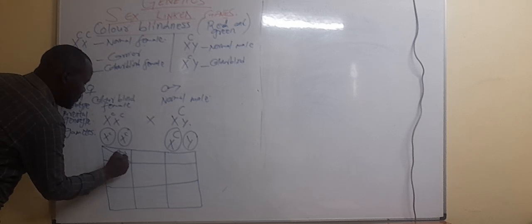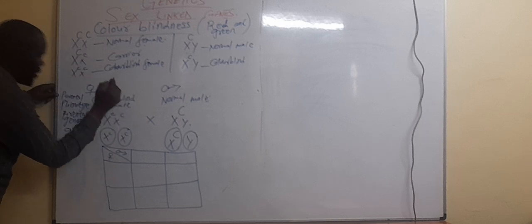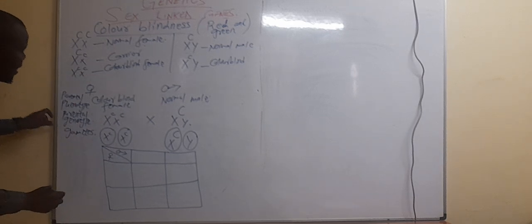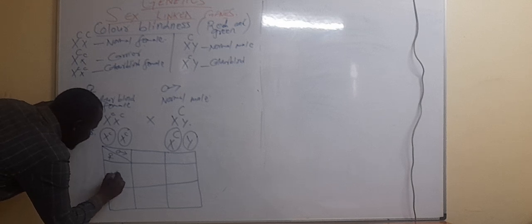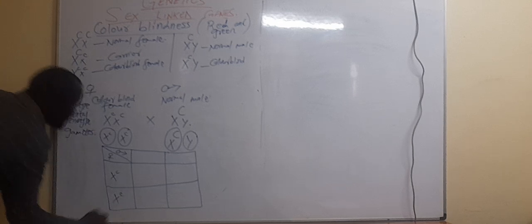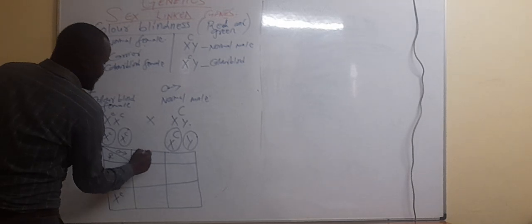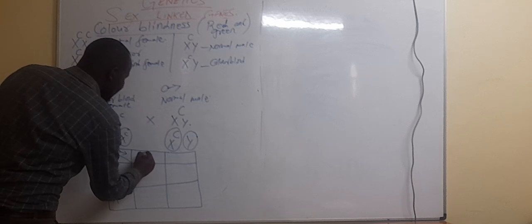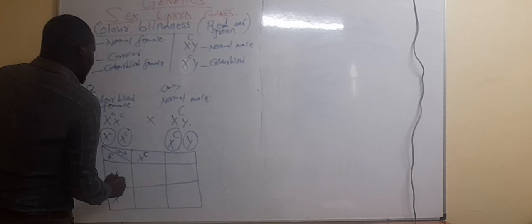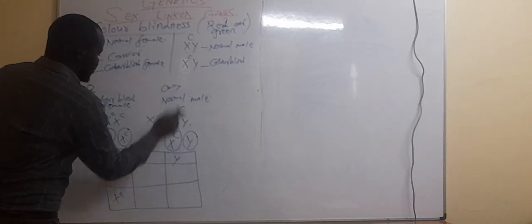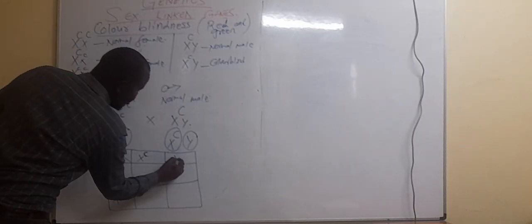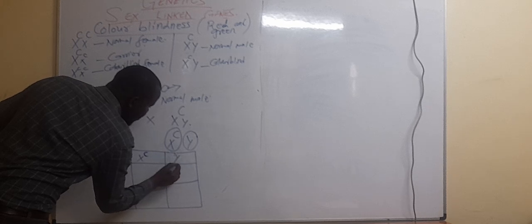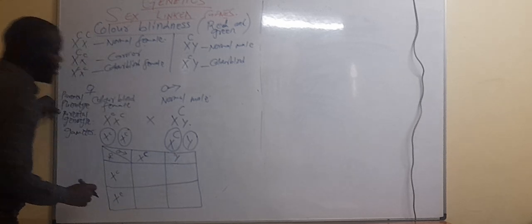Let's say this one is our male, this one is our female. For the female, it's X small c, then X small c. For the male, it will be X capital C, then Y. It should not touch any of the lines.